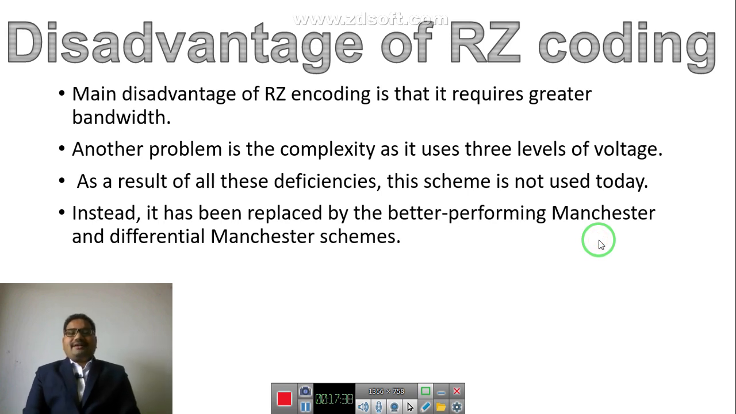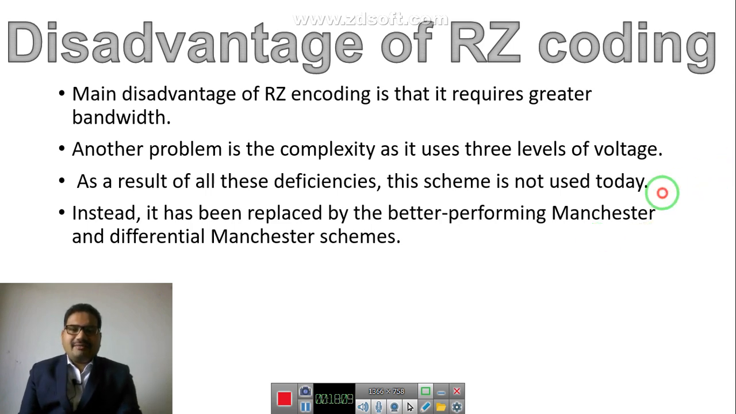Now what are the disadvantages of RZ coding? The main disadvantage of RZ encoding is that it requires a greater bandwidth. Another problem is the complexity, because it uses 3 levels of voltage: positive, negative, as well as 0. As a result of all these deficiencies, this scheme is not being used today. Instead, it has been replaced by the better performing Manchester and differential Manchester schemes.